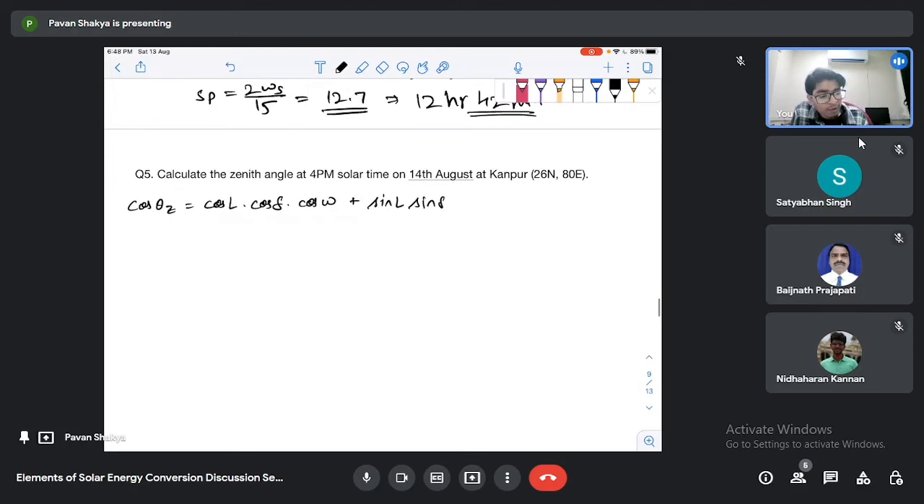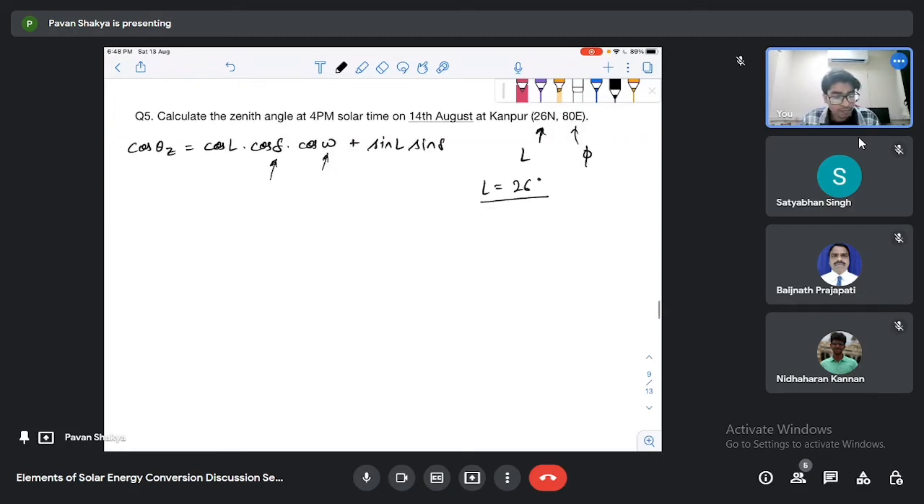Okay, so in this problem, as we know, this is our latitude, this is our longitude. In the north direction we consider it as positive, whereas in the south direction we consider it as negative. So the L value will be plus 26 degree, that is given in the problem. Also we are required to find the declination angle and the hour angle to calculate the zenith angle.